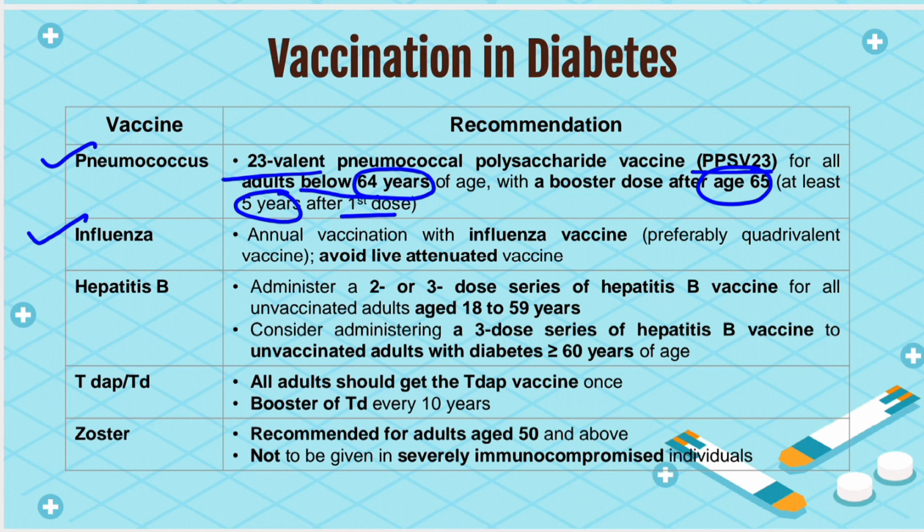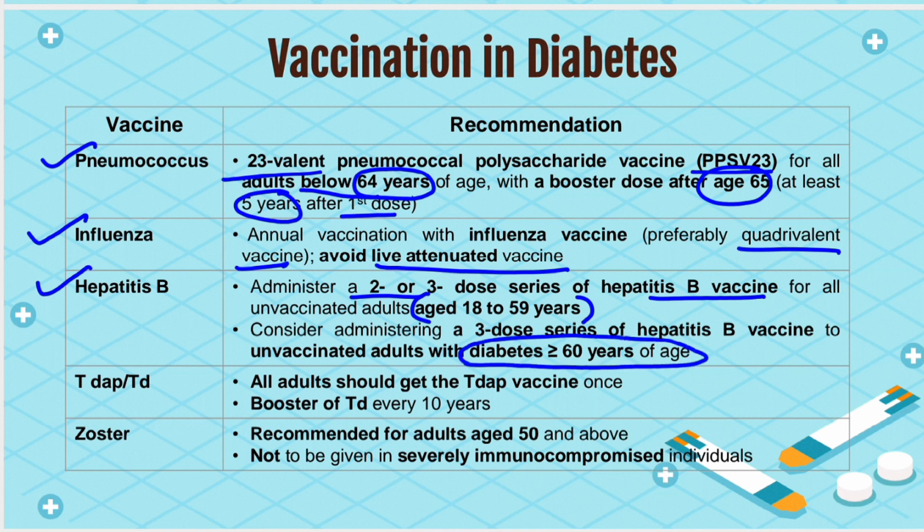Preferably a quadrivalent vaccine of influenza should be given, but live attenuated vaccine of influenza should be avoided. Coming to hepatitis B, 2 or 3 doses of hepatitis B vaccine should be given to all unvaccinated adults of age between 18 to 59 years. And if the age is more than 60 years and the person has diabetes and is unvaccinated, then we need to administer 3 doses of hepatitis B.